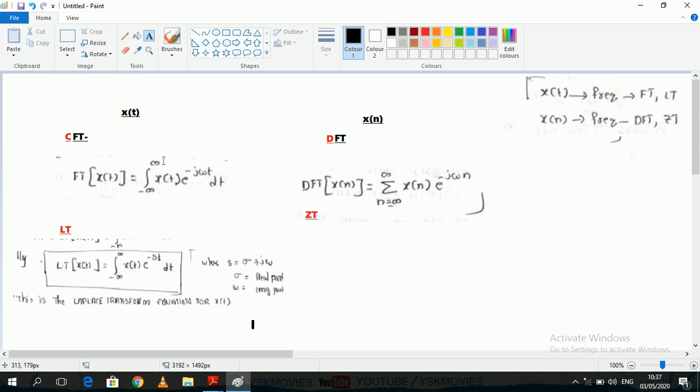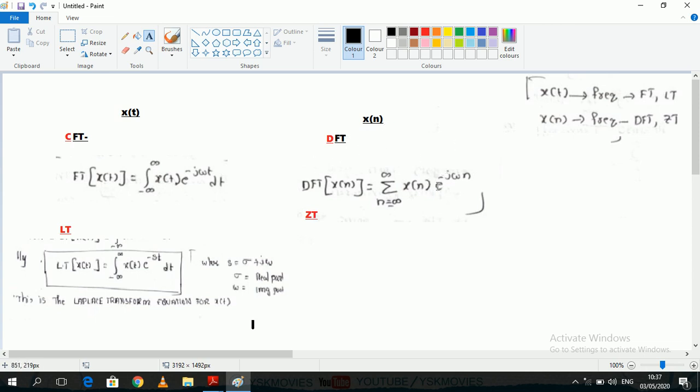So x of t e power minus j omega t means you are observing the imaginary part only. What about the real part? If you observe the Laplace transform, s is equal to sigma plus j omega. So here there is a real part and at the same time an imaginary part. The combination of real and imaginary parts is called the Laplace transform. That is the reason we can define the Laplace transform as the complex form of the continuous time Fourier transform.